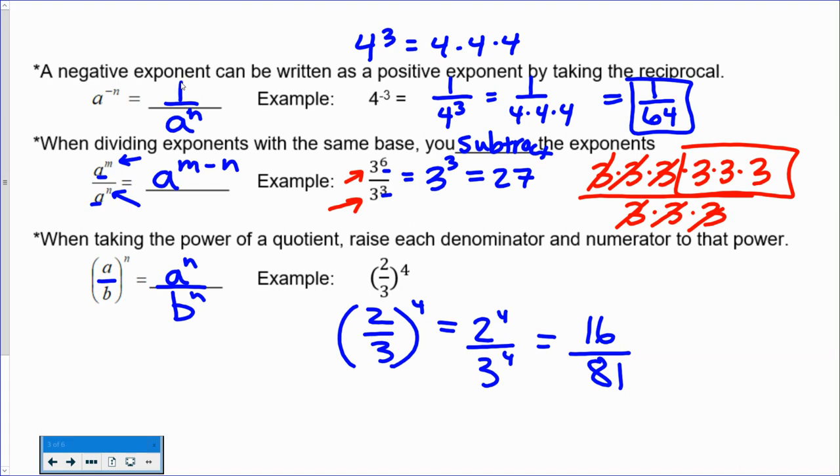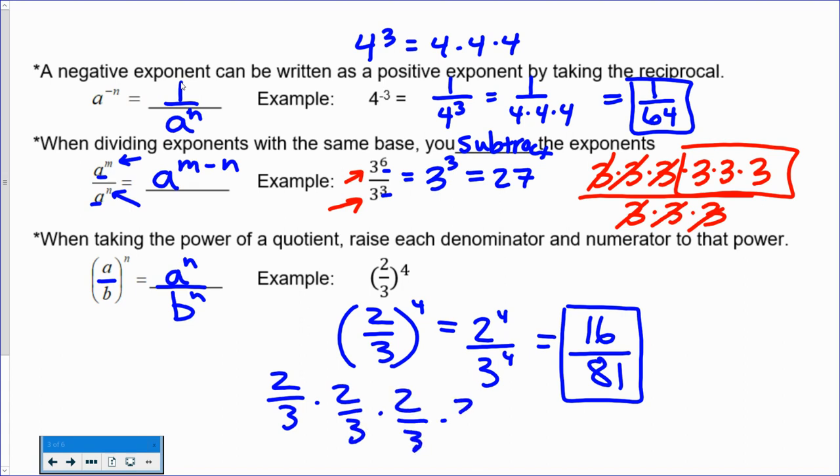So I can write that, and always simplify your fractions if you can. There are no common factors I can divide out of 16 and 81. So that would be my answer. Similar to what I did with the ones up top, if you're having trouble remembering this, you can write 2/3 times 2/3 times 2/3 times 2/3, itself 4 times. So I'm taking the 2 times 2 times 2 times 2 to get my 16, and the 3 times 3 times 3 times 3 to get my 81.